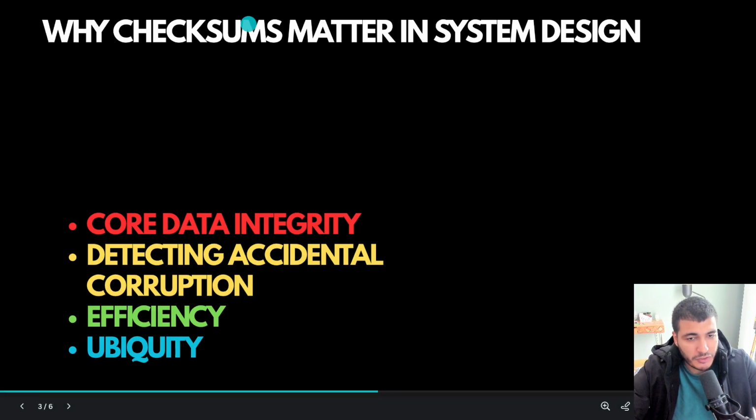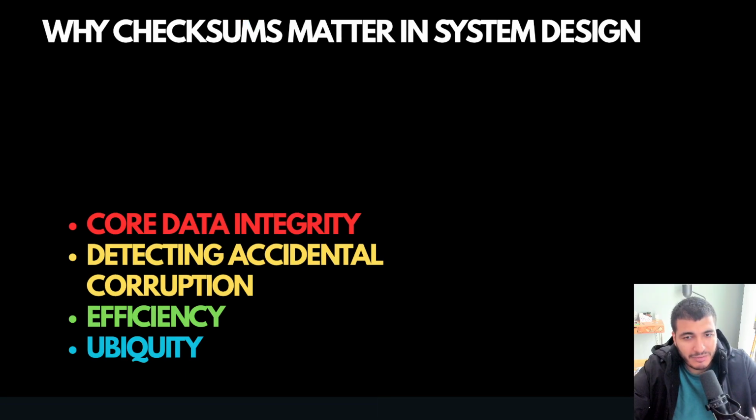Number three, efficiency. Checksum algorithms are typically very fast to compute, making them suitable for high throughput systems with minimal overhead. This distinguishes them from cryptographic hashes, for example, which are designed for different purposes and are much slower. I will not go through what cryptographic hashes are right now, because I guess it's beyond the purpose of this video, and I guess you will not face them in your system design interview at all.